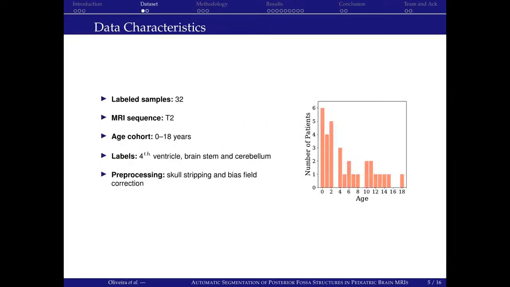Before presenting our segmentation strategy, we will provide information about our dataset. The 32 volumes acquired by our team are T2 sequences with 4 labeled structures: the fourth ventricle, the brainstem, and the cerebellum. Preprocessing consisted of skull stripping and bias field correction. As you can see in the rightmost part of the slide, most samples are concentrated in lower ages, that is, between 0 and 4 years.